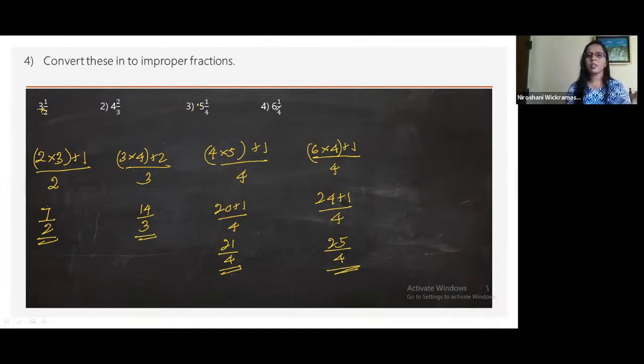Then mentally you can do it now, right? 2 times 3, 6 and 1, 7/2. 3 times 4, 12 and 2, 14/3. 4 times 5, 20 and 1, 21/4. 4 times 6, 24 and 1, 25/4. That's all.